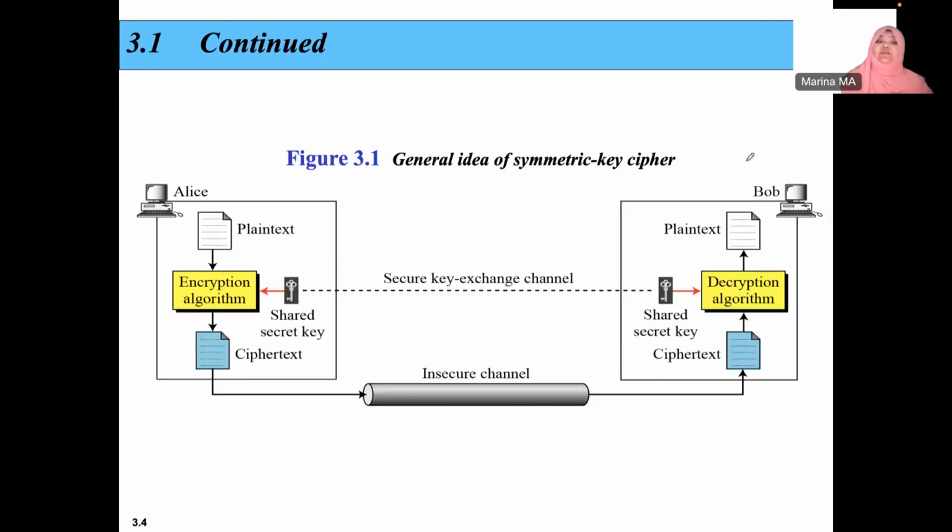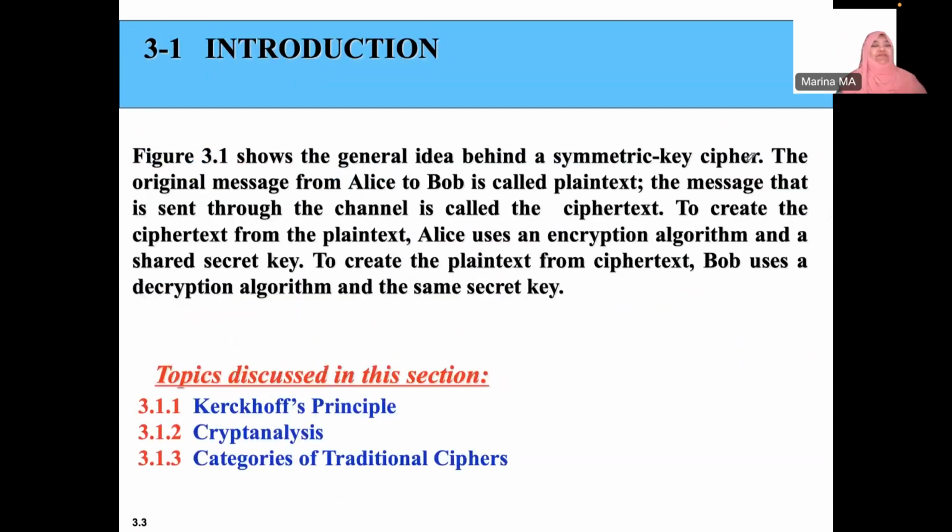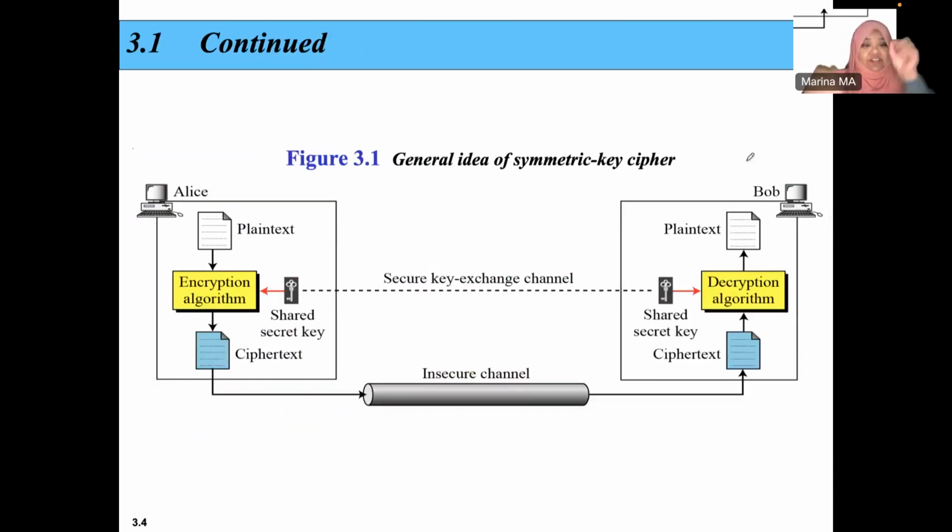So where is figure 3.1? Okay, this is figure 3.1. It shows the general idea behind symmetric key cipher. Always in cryptography, there are 3 parties: Alice sending to Bob, and there is an intruder, the bad person, Eve, yet to be introduced. But always Alice and Bob.